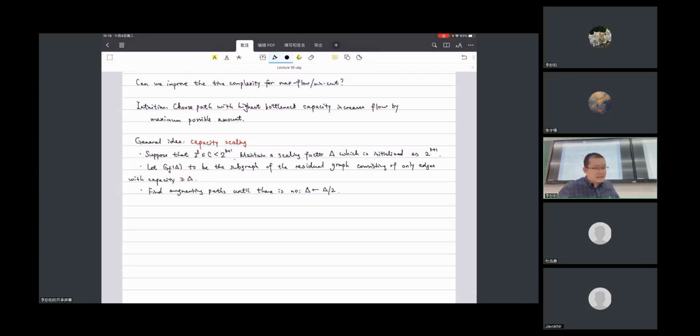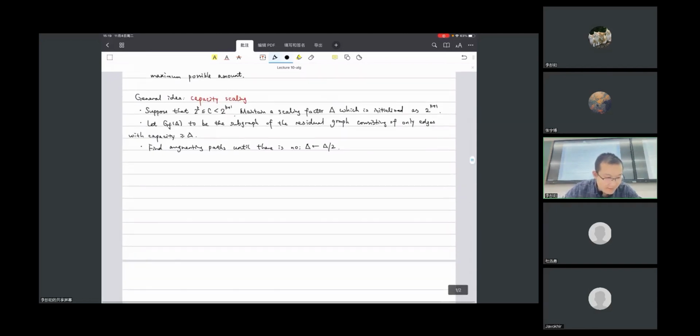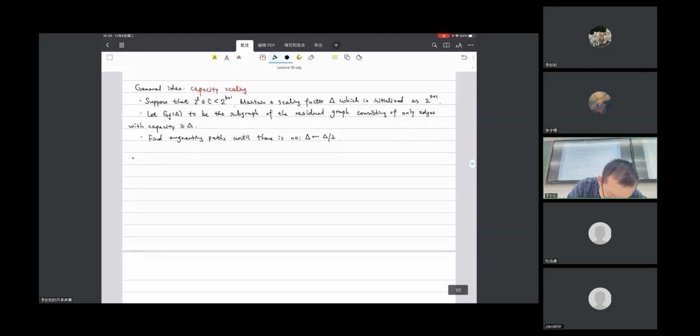So this idea of capacity scaling is very intuitive, but unfortunately, due to the time limitation, I probably won't have time to introduce the details. But I can make a very brief summary of what we can achieve using this idea. We can prove that, of course, it is quite trivial that using this idea we have at most O of log C scaling phases.